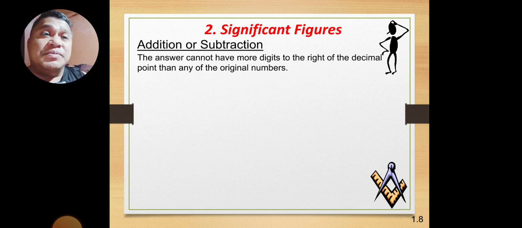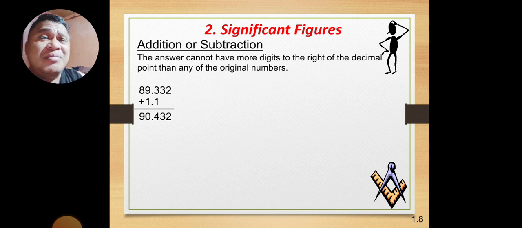The addition and subtraction cannot have more digits to the right of the decimal point than any of the decimal numbers. Say, for example, 89.332 plus 1.1. How many significant figures is 89.332? There are 5, plus 1.1, there are 2 significant. Its answer is 90.432. So the total significant figures in the answer is 5. But what is the least significant after the decimal?